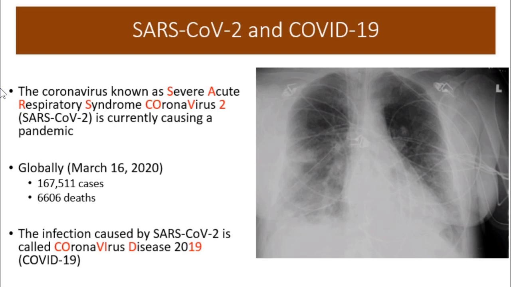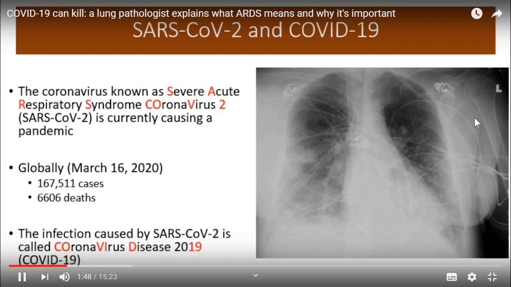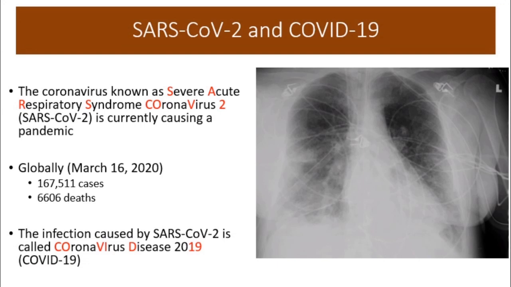So I'm recording this in March 2020. Globally, today, I just checked the WHO statistics. There were 167,511 cases. This is globally. And there were 6,606 deaths. In the United States, we've just started testing patients, and already there is a pretty sharp upswing in the number of cases. There are cases in the state where I live, Ohio, as well as in the hospital where I practice.